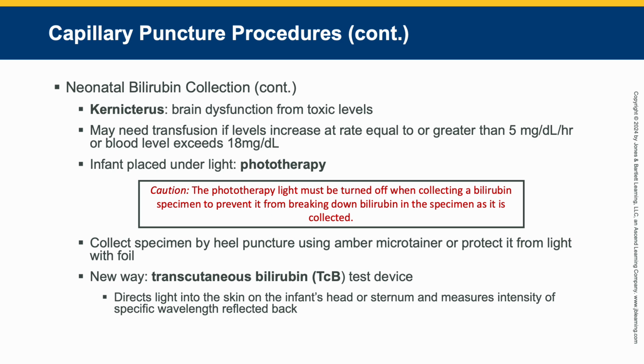And so we would turn the light off or get the baby out of the Billy box when you're collecting the specimen. You are going to collect this specimen by a heel puncture. This is where you need to make sure and note what color tube. It's going to be an amber colored microtainer. This amber colored microtainer protects it from light. If you don't have an amber colored microtainer, then you're going to need some tinfoil, because tinfoil will protect the specimen from light as well. If you want to see what an amber colored tube looks like, look on page 377 in your book. There is a figure 10-13 that shows that amber colored tube.